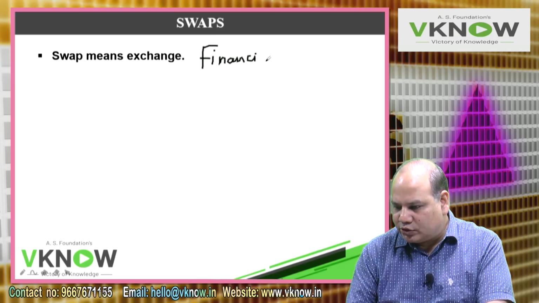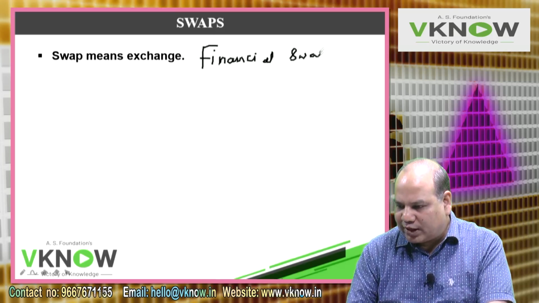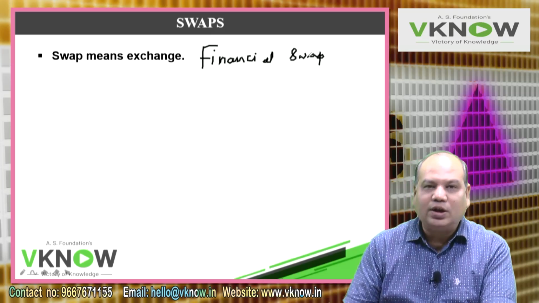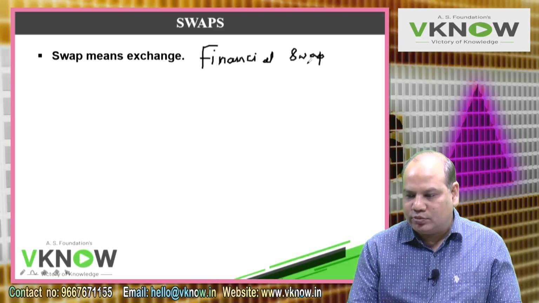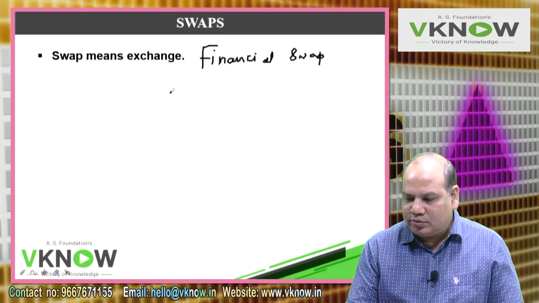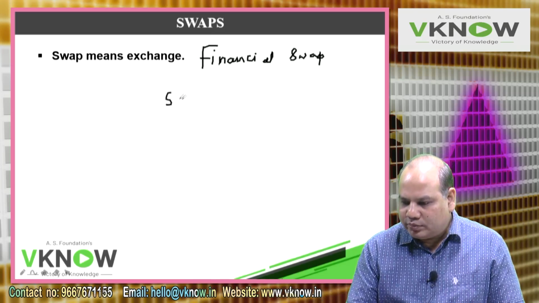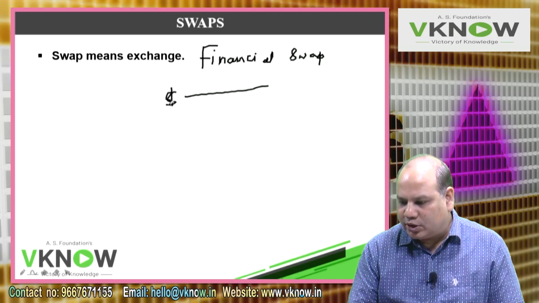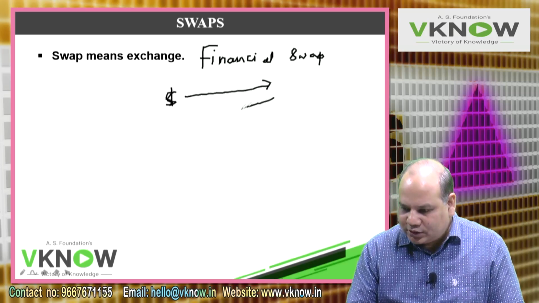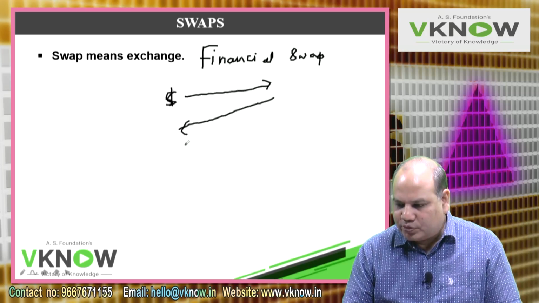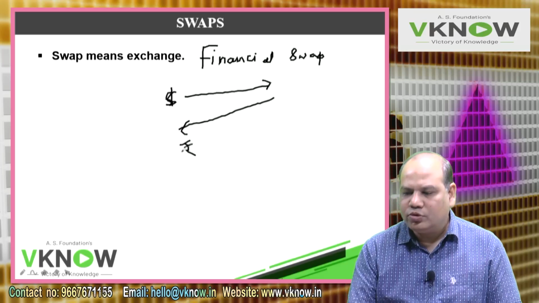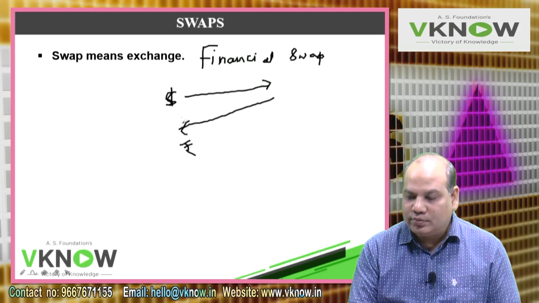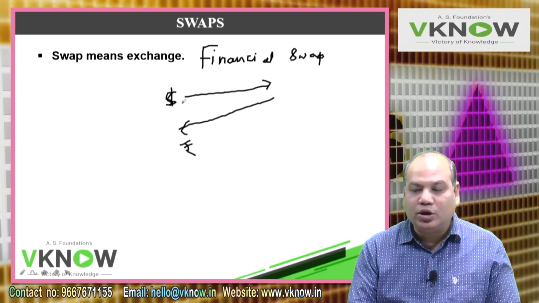So what is a financial swap? Swap of cash flows. Swap of one set of cash flows against another set of cash flows. Simply speaking, one party will pay dollar to the other party, and this other party suppose pays rupees to the first party. Then this is a swap of dollar with rupees, and this type of swap we called currency swap.